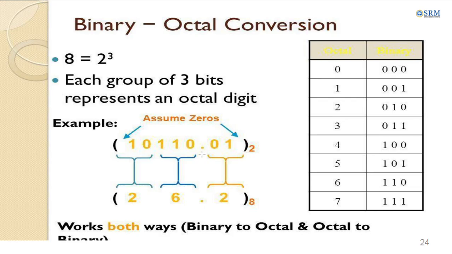Similarly, over here, if we again move toward the right side from the mantissa point, then we have 010. Okay, so that is also represented as a 2 in the octal number system. So this is binary to octal conversion. The number 26.2 is the octal equivalent of the binary number 10110.01. Okay, so this is binary to octal conversion.